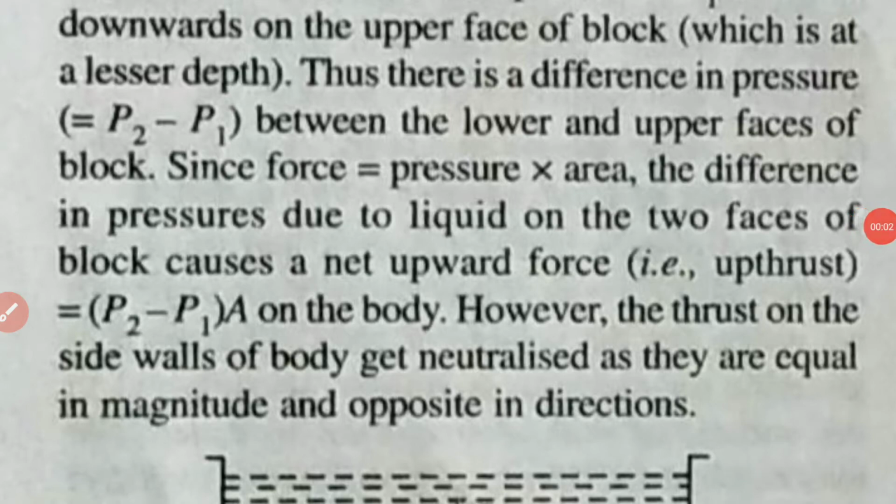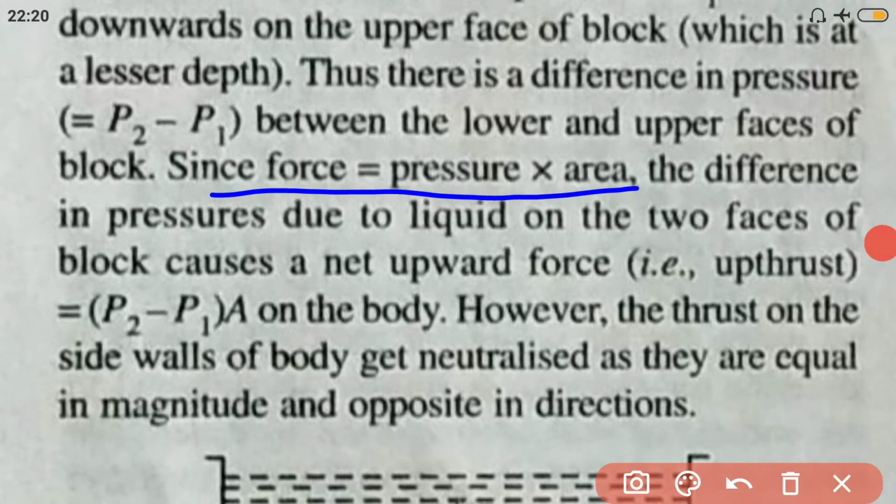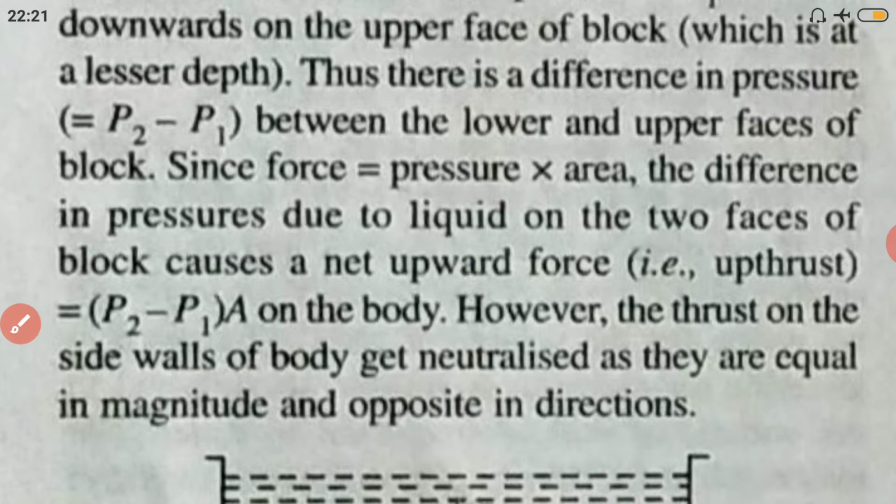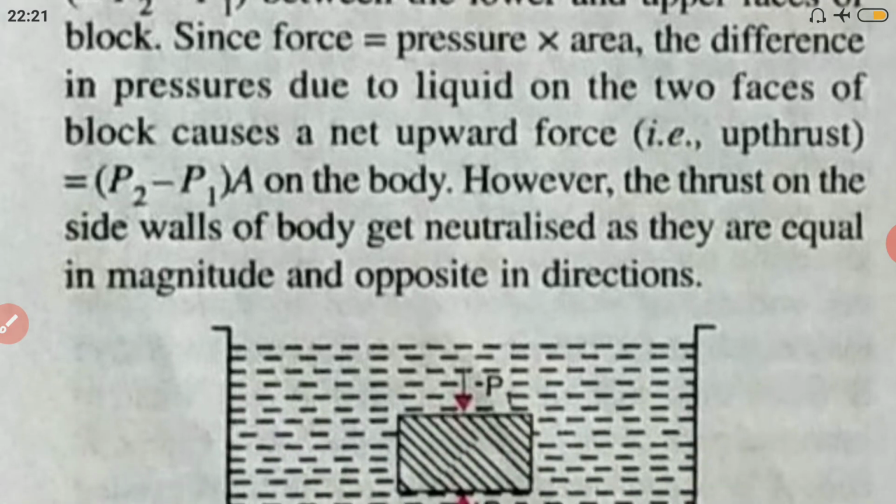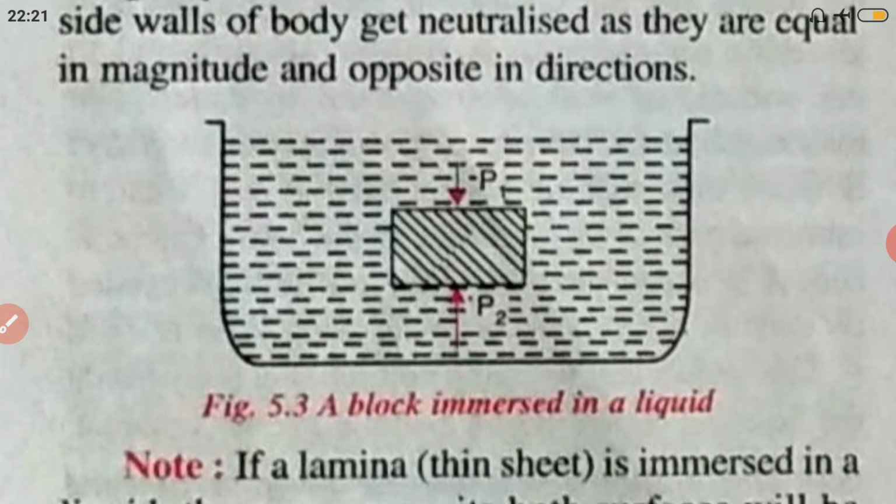Since force equals pressure into area, from the formula P equals F upon A, we shall get force equals pressure into area. Now the difference in pressure due to the liquid on the two faces of the block causes a net upward force, that is upthrust, which should be equal to P2 minus P1, the difference in pressure, multiplied by the area of the body. However, the thrust on the side walls of the body gets neutralized as they are equal in magnitude and opposite in direction. Let us try to understand this.